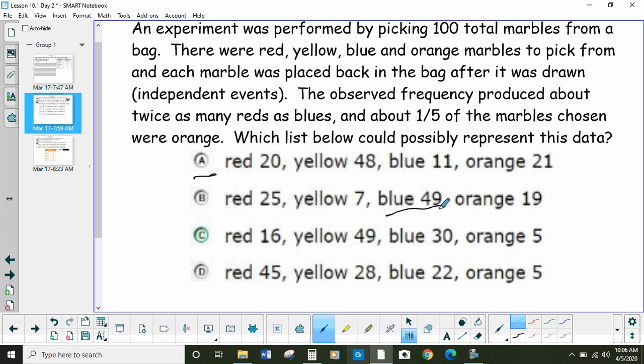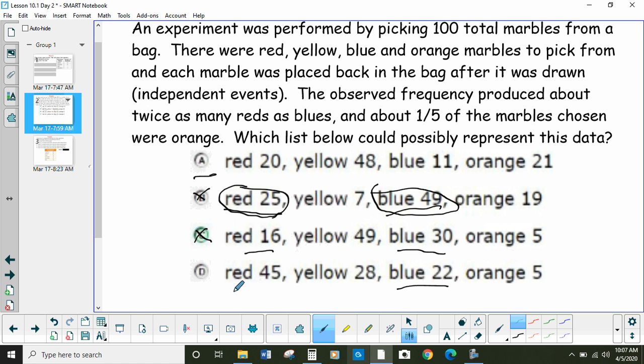Take a look at the blues, take a look at the reds. Well, you know what? There are less reds than blues. So I know that can't be true, because there has to be about twice as many reds as blues. So let's go ahead and forget that. Take a look at C. C says there's 30 blues, 16 reds, can't be C. Take a look at D.